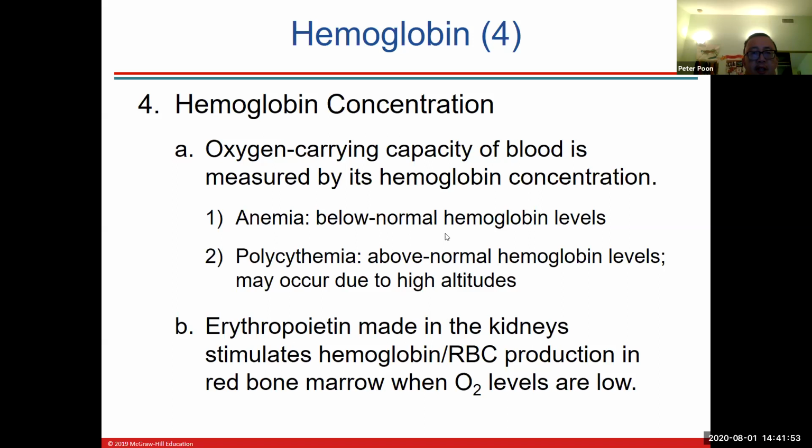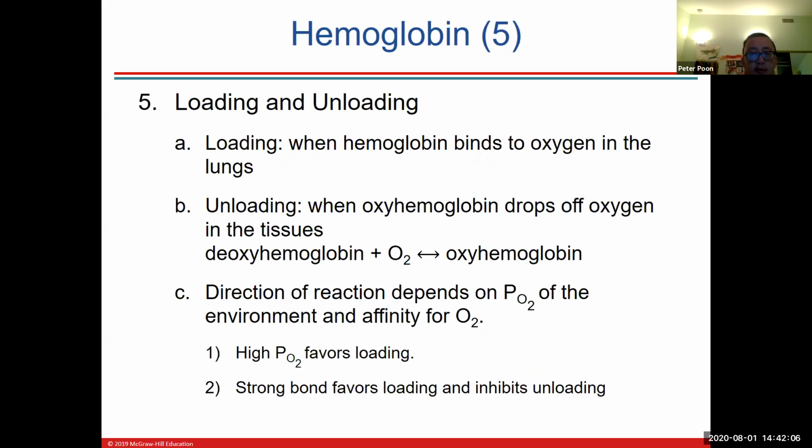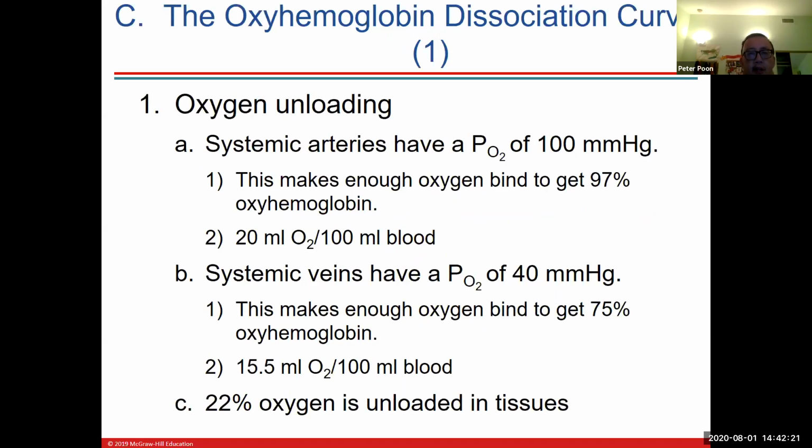Hemoglobin concentration. Anemia is too low. Polycythemia is too high. And we use EPO to deal with that. The direction of the reaction depends on the PO2 of the environment and the affinity for oxygen.